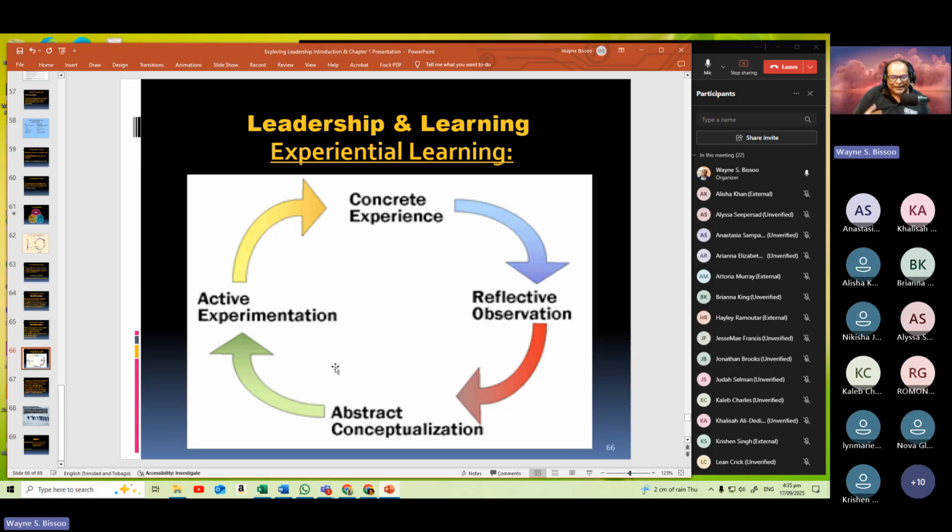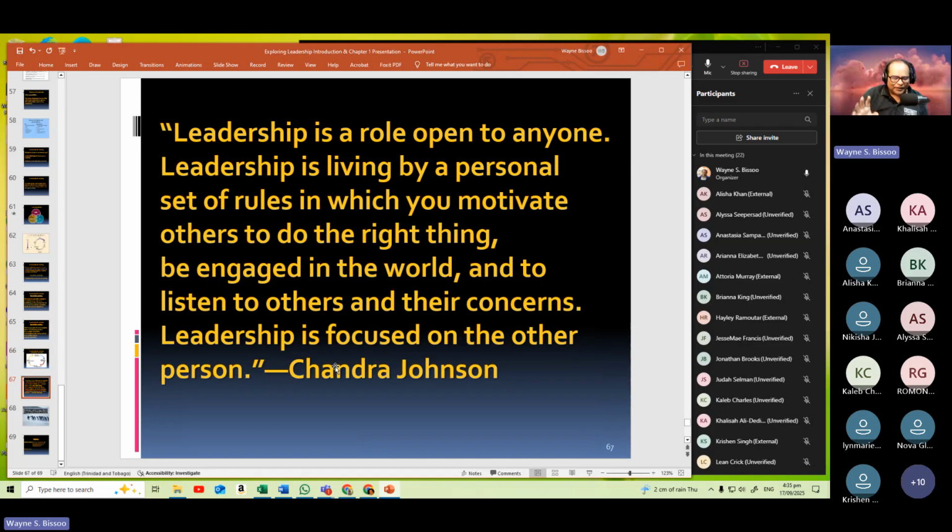All right. So at the end of the day, what we're talking about here is that good leadership and good leadership organizations have to be able to value learning across the board. It's really important that learning is part of the organizational process. So in wrapping up this chapter, I wanted to take this quotation from a student from the text. Leadership is a role open to anyone. Leadership is living by a personal set of rules in which you motivate others to do the right thing, be engaged in the world, and to listen to others and their concerns. Leadership is focused on the other person.